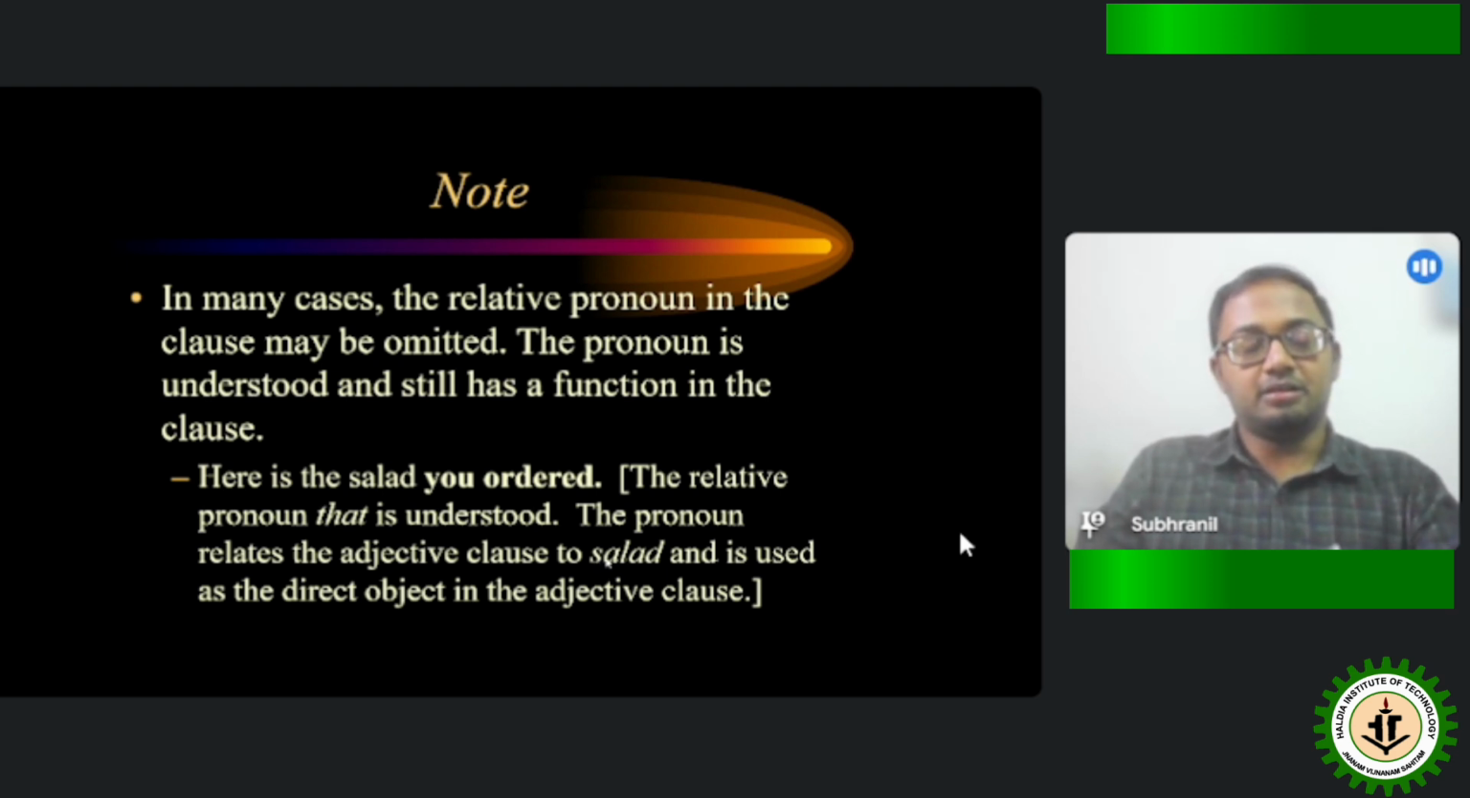One example is here. Here is the salad you ordered. So you can clearly understand that a relative pronoun that is missing here. Here is the salad that you ordered. So this relative pronoun that is being omitted because it is already being understood that someone has ordered the salad and the server is serving it. So the pronoun relates the adjective clause to salad and is used as the direct object in the adjective clause as well.